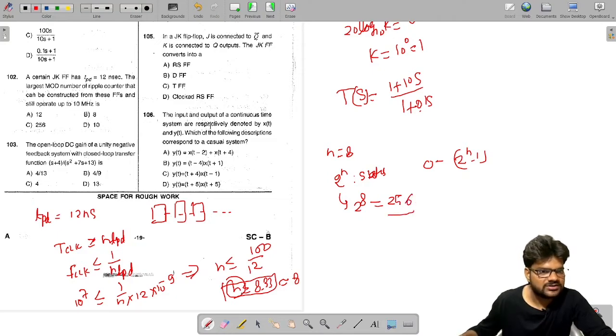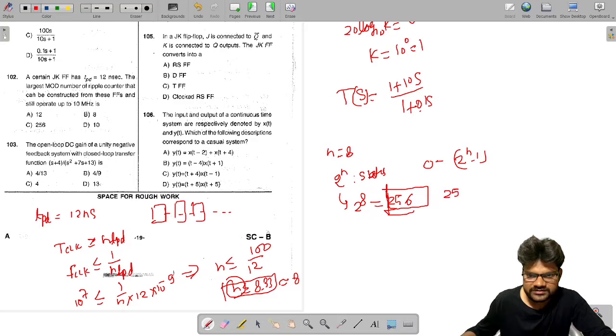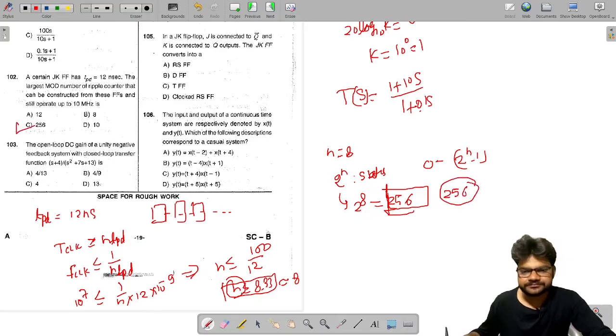So what we are asked in the question is what can be constructed from these flip flops and still operate. A certain JK flip flop has the largest mod number. Mod means how many distinct states it has. So it has 256 states, so the mod will be 256. So the correct option is C. Let us go to the next question.